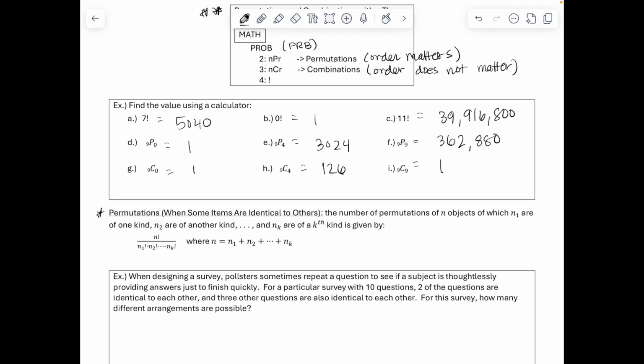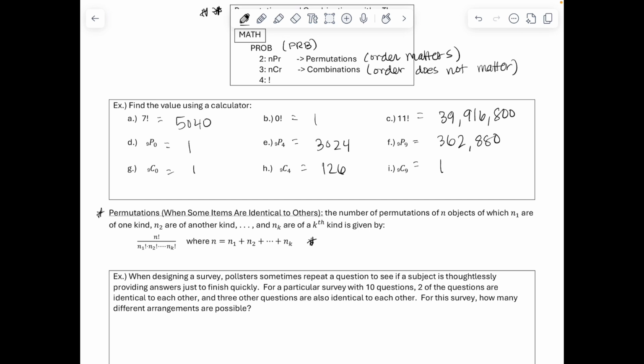Permutations, when some items are identical to others. The number of permutations of n objects in which n1 are of one kind, n2 of another, and n3 of a third, and then nk of a kth kind is going to be n factorial divided by n1 factorial, n2 factorial, n all the way through.